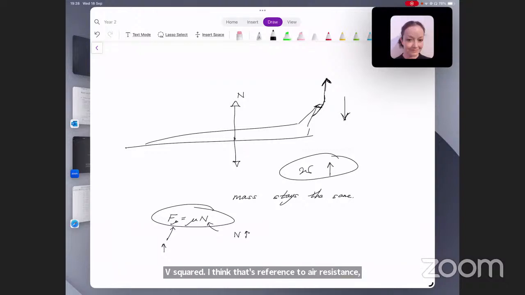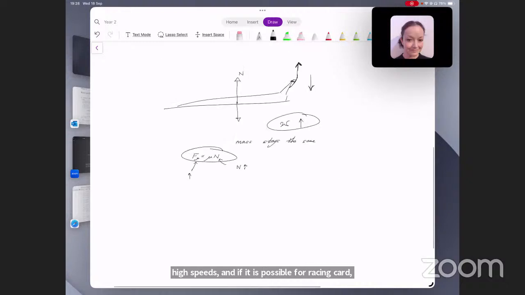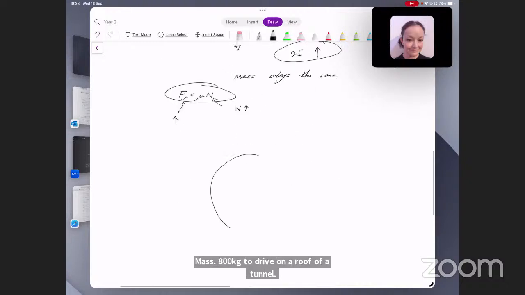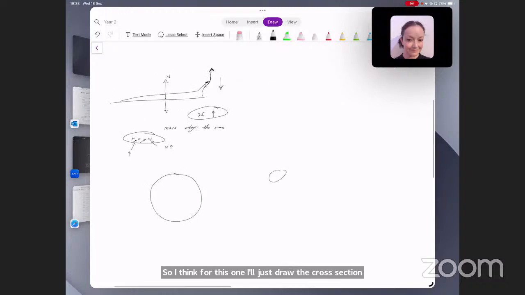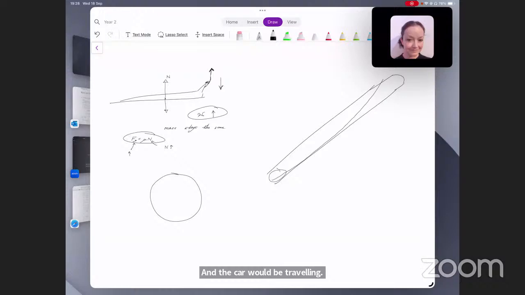And is it possible for a racing car of mass 800 kilograms to drive on the roof of a tunnel? I'll just draw the cross section of the tunnel. But in reality, the tunnel would be really, really long, and the car would be traveling along the tunnel and slowly creeping its way upwards to achieve that 360 degree turn.